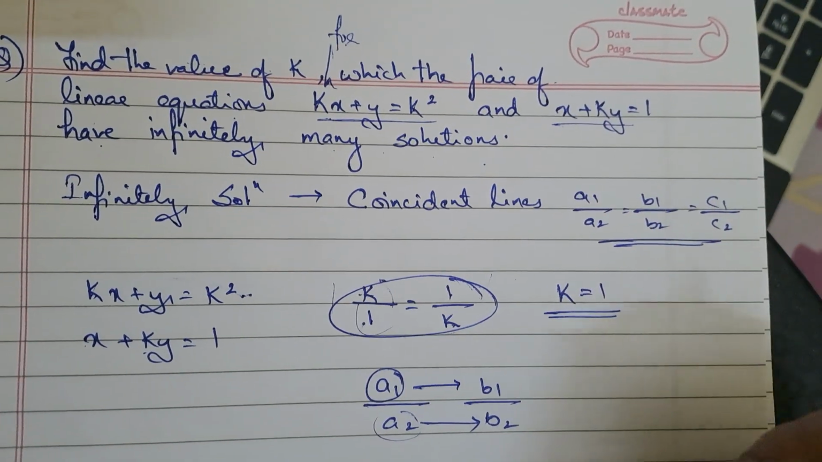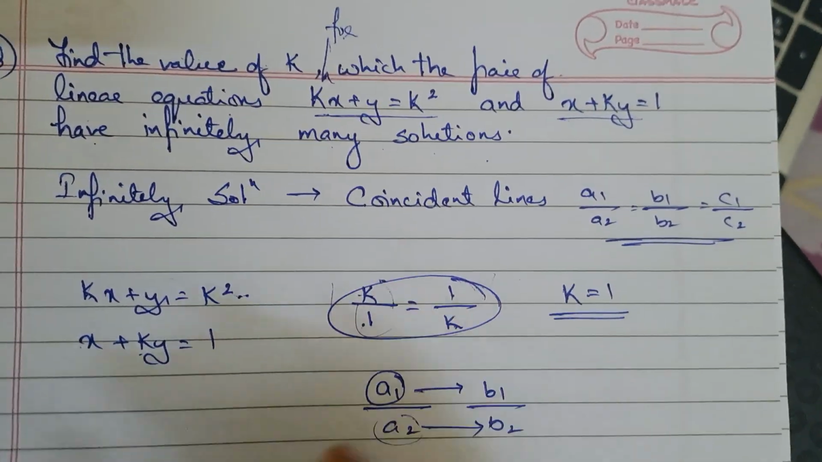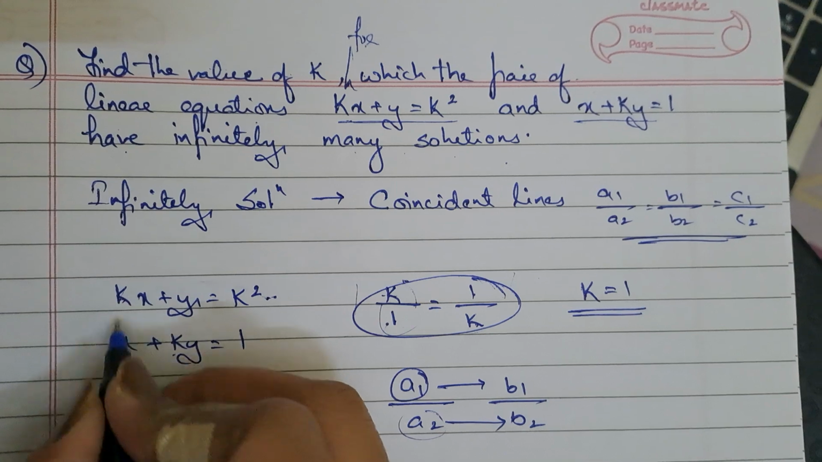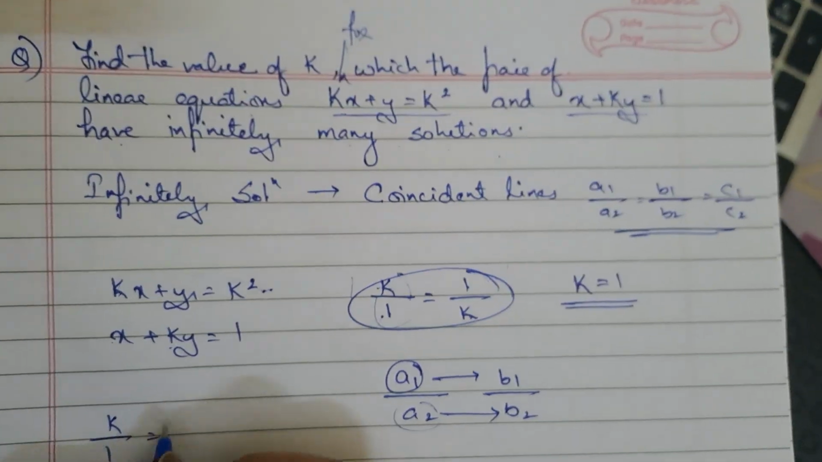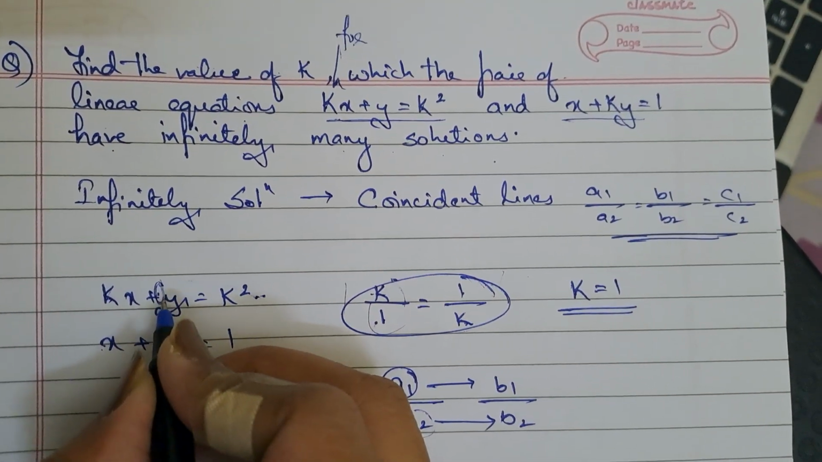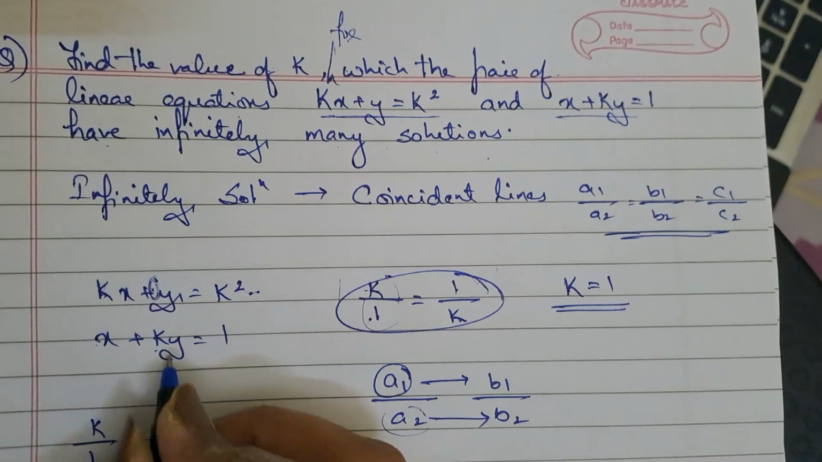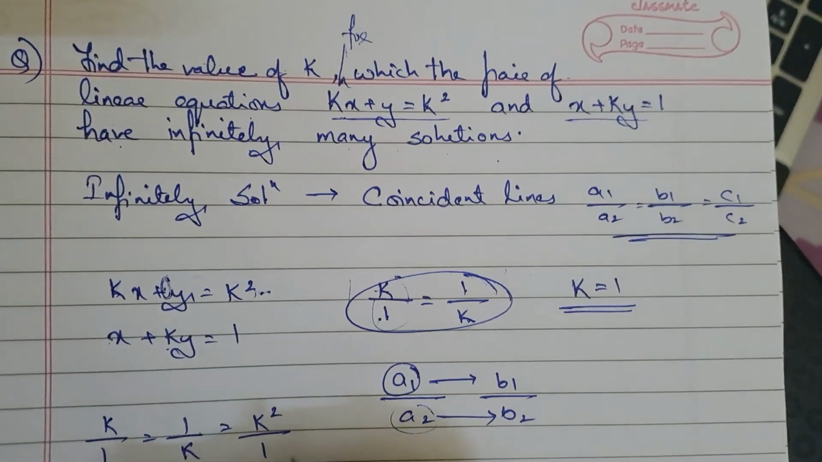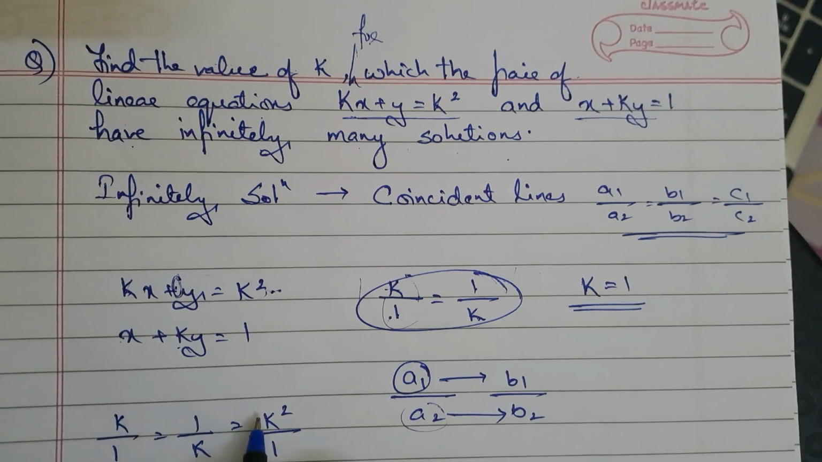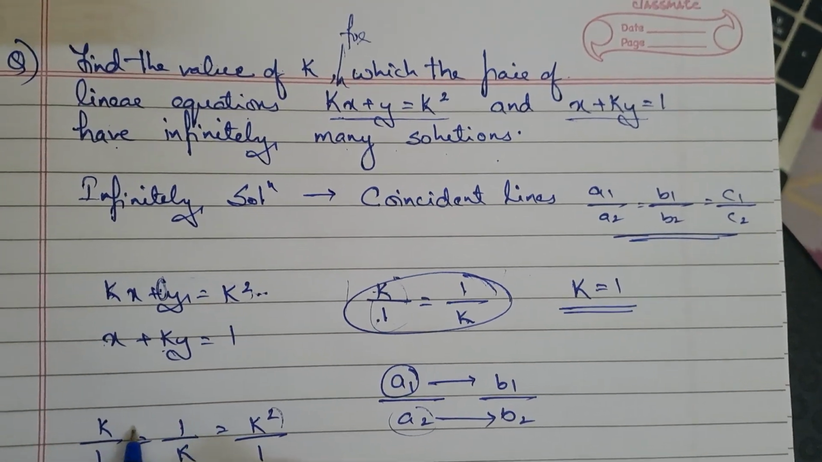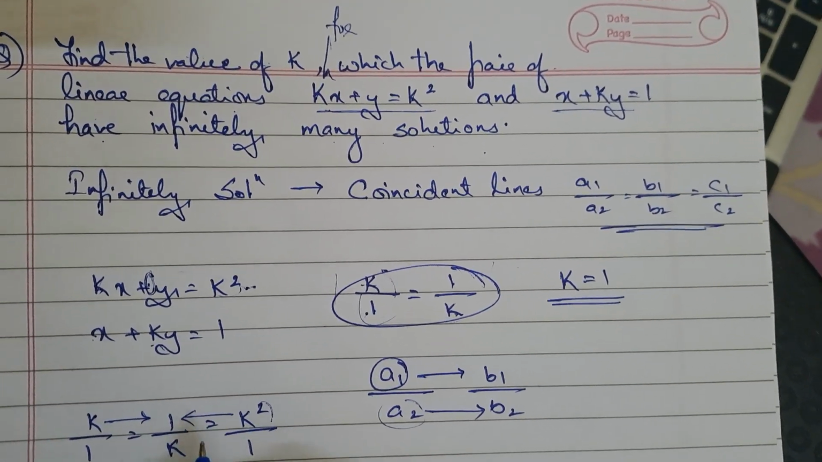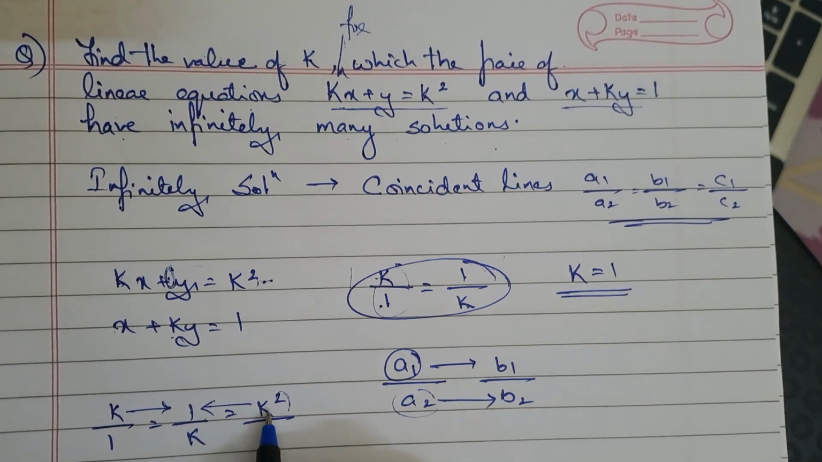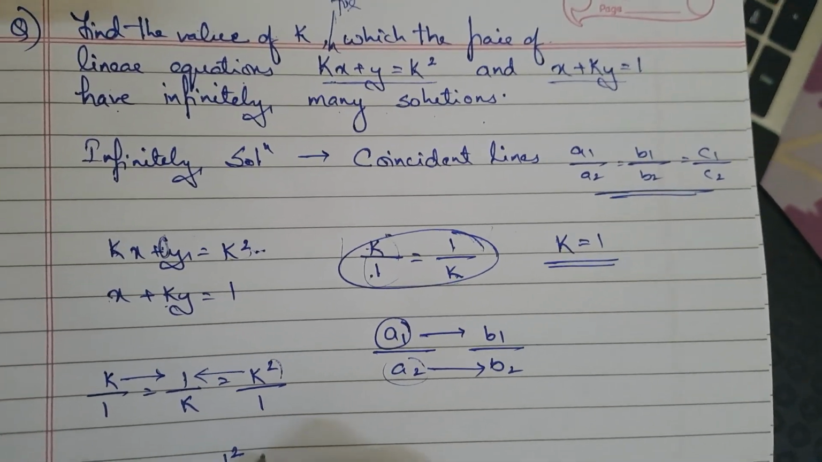Okay, but some students want to go ahead and simplify and check also. So a1 by a2, that is k by 1, is equal to b1 by b2. b1 is nothing but whatever is in front of y, 1 upon k, and then this is c1 by c2, that is k square upon 1. Okay, I know k square is equal to 1. This is also 1, this is also 1. How is k square equal to 1? When it is 1 square only, it will be 1, no?